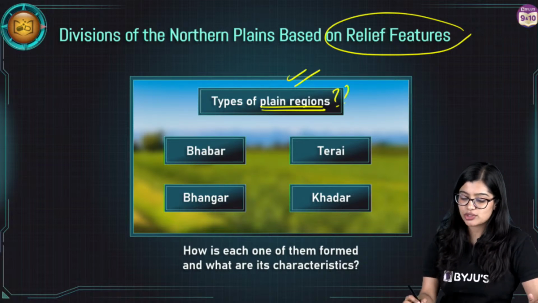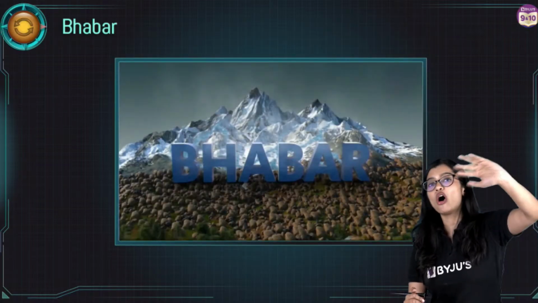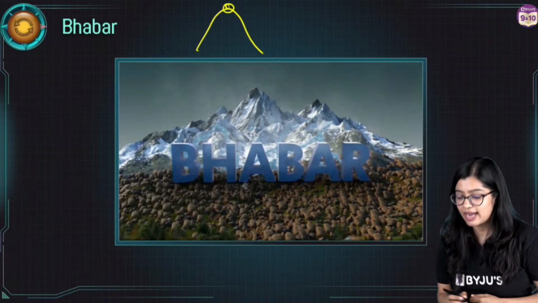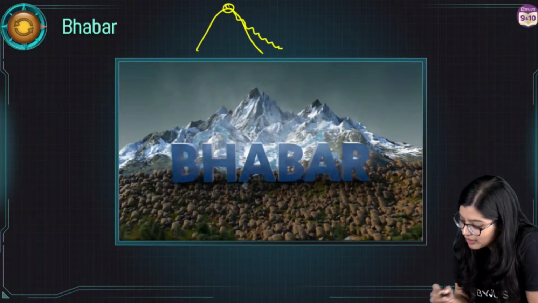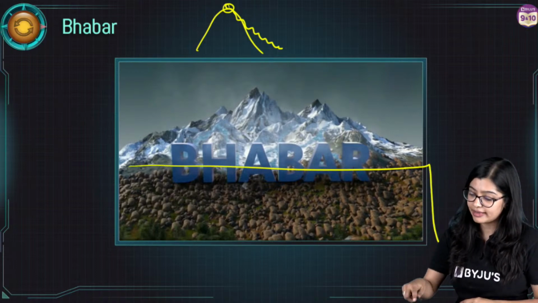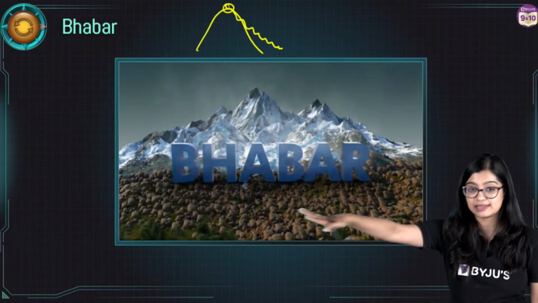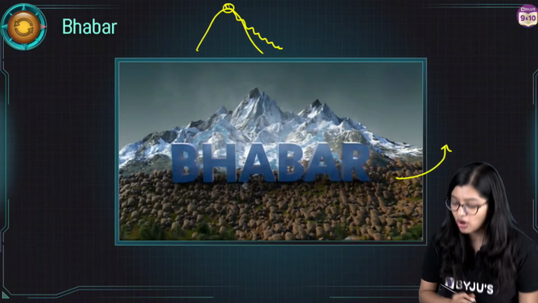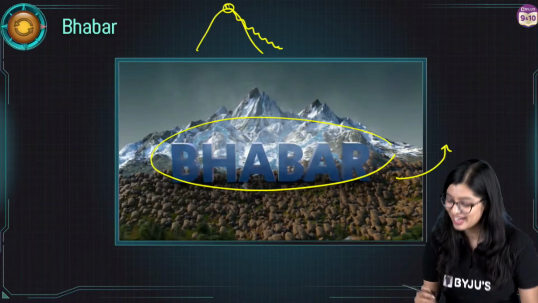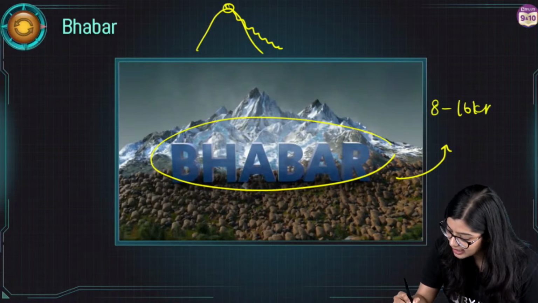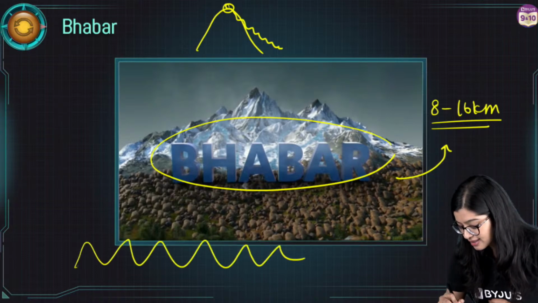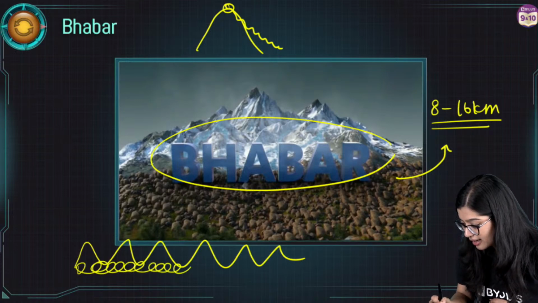If you were to trace the flow of the river, where does the river come from? The rivers are coming from the mountains, so we know they will descend. And when they come down, they will reach a region of the mountains where there are a lot of pebbles at the base. This particular region is what we call the Bhabar region. It extends to about 8 to 16 kilometers and lies parallel to our Shivaliks. So if this is my Shivaliks, my Bhabar region is lying parallel here.